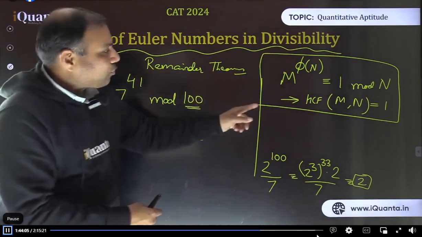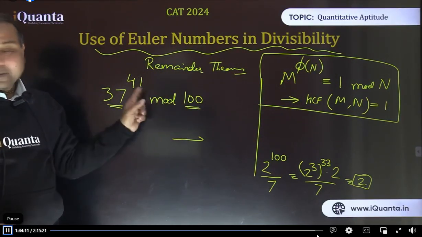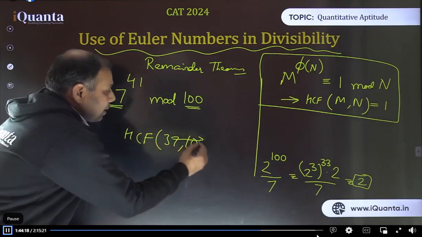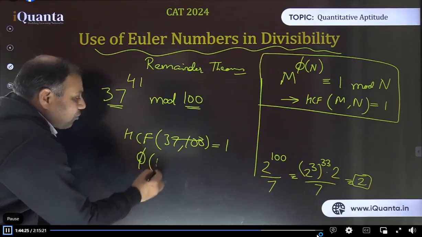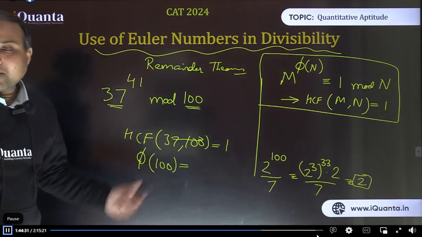Next step, whatever the divisor is, I need to find the value of its phi. In this case I need to find the value of phi of 100. So the first step was that HCF of 37 and 100 is equal to 1, so we can apply Euler's theorem. Next step, I need to calculate the phi of the divisor, phi of 100. We have just calculated it, right? How much was it, remember? What is phi of 100?